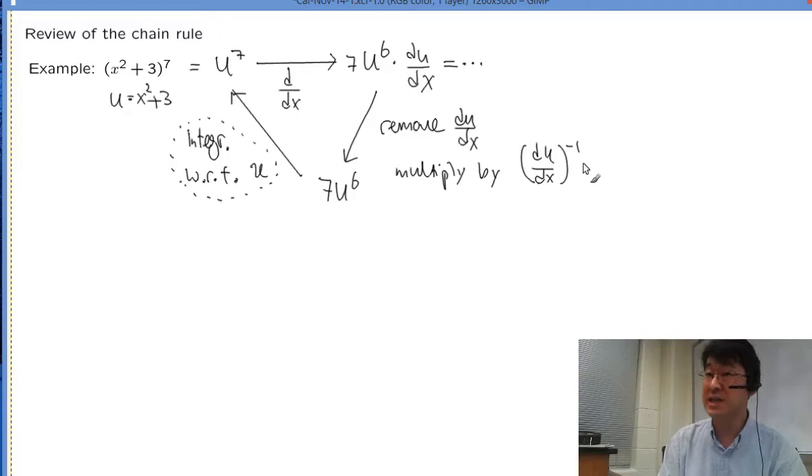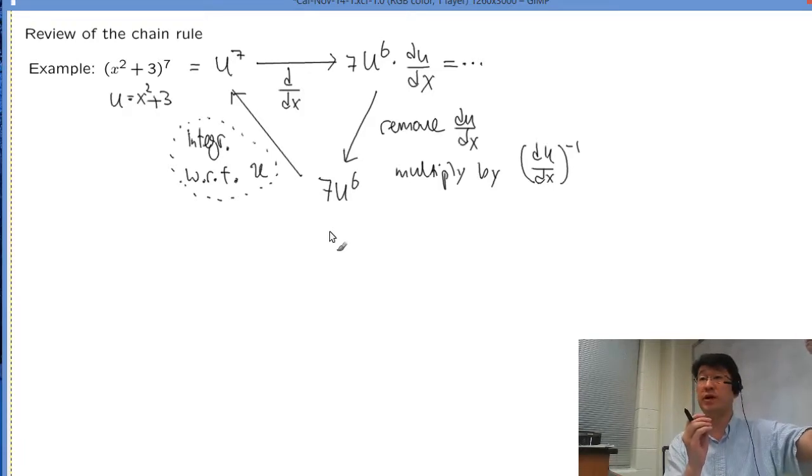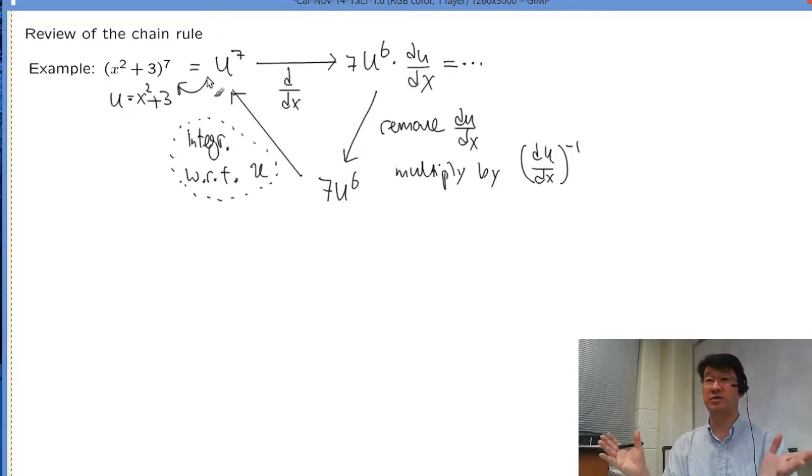That's the notation I'm going to use. I'm not going to use dx over du. This is the du/dx reciprocal. So if you multiply by the reciprocal, du/dx is removed. That's the mathematical procedure to accomplish that. And then now you're looking at something only in terms of u. Integrate with respect to u, right? Now you arrive at here, then substitute back what that u was. That is the idea of the substitution method.